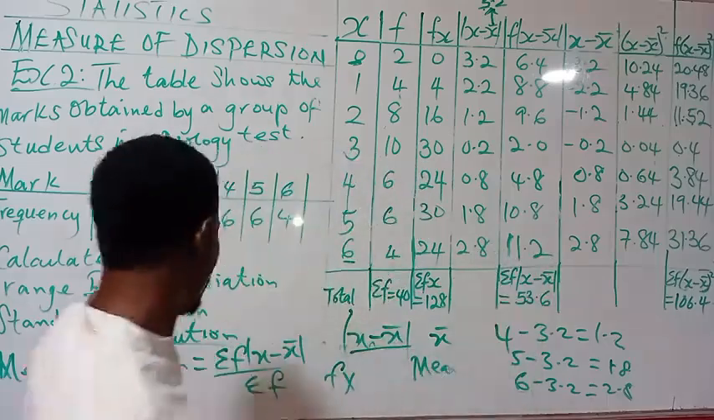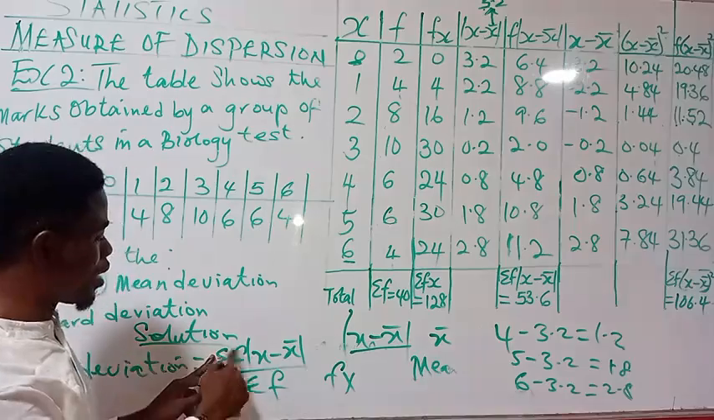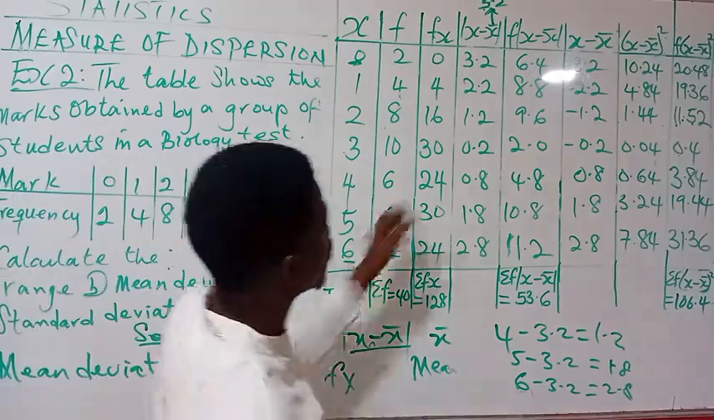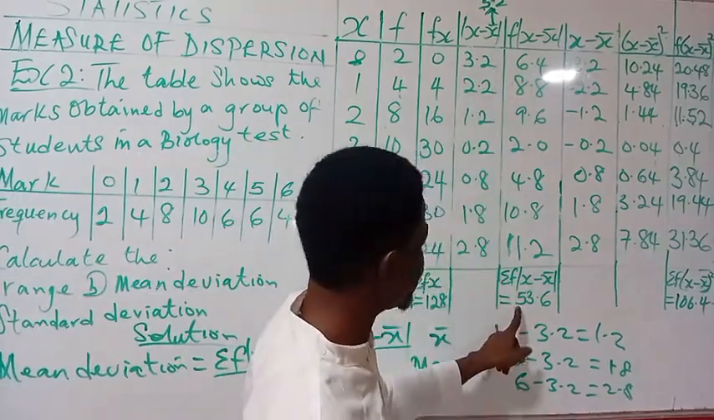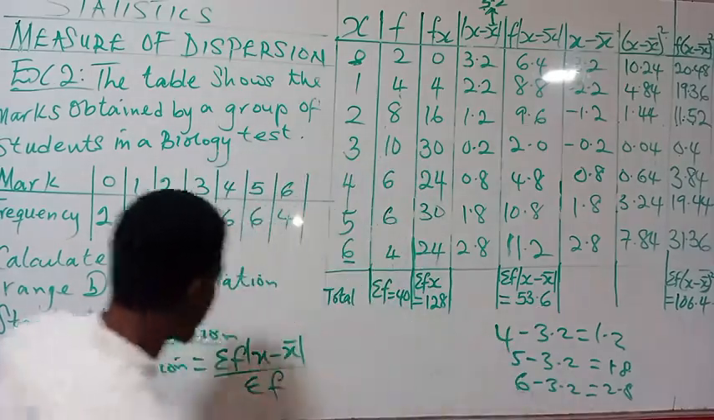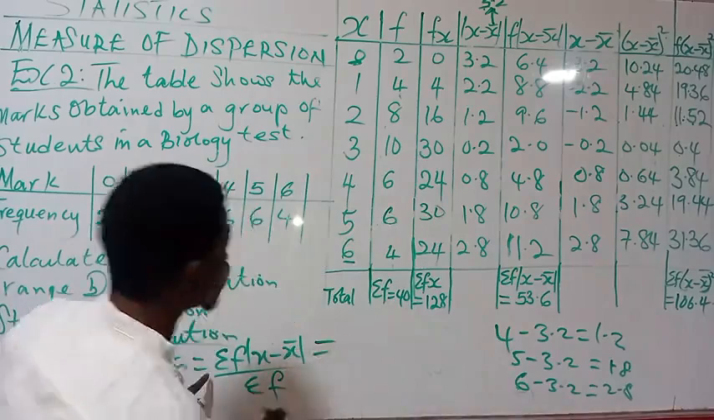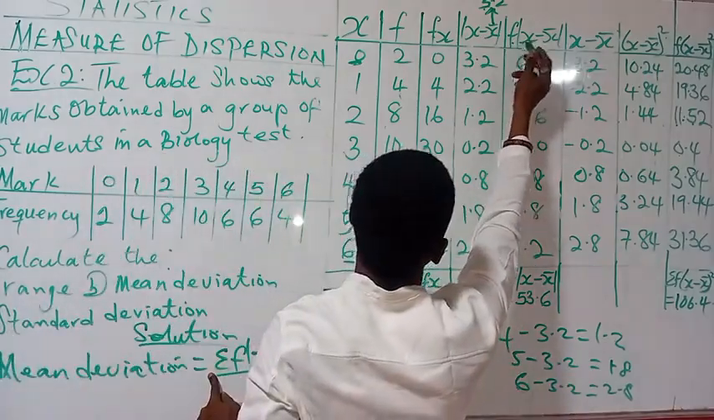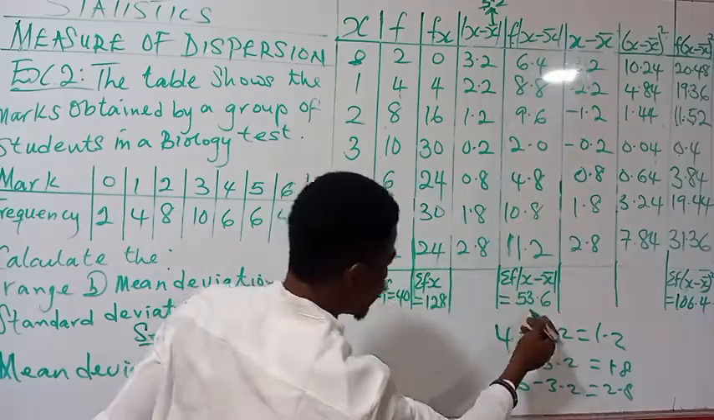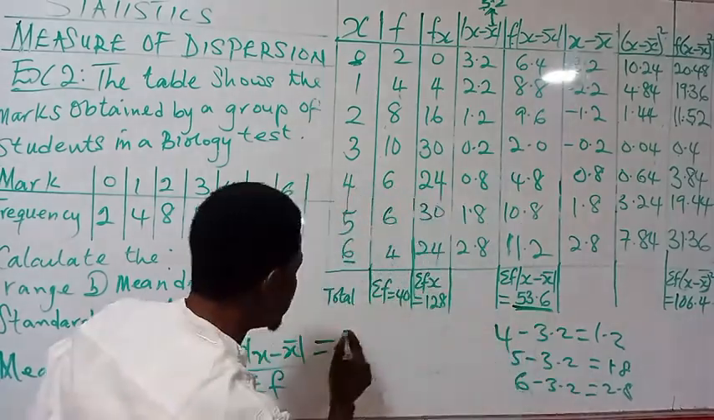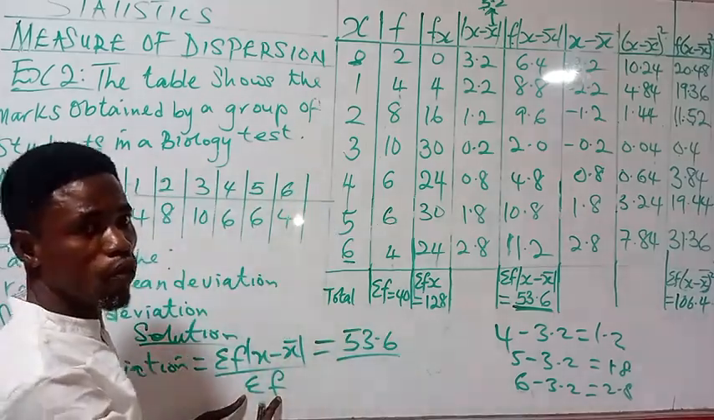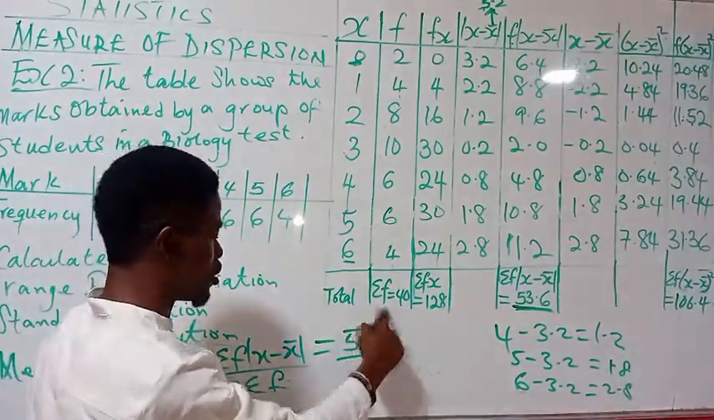Okay, so what you need to find is the solution of f times the absolute value of x minus x bar. When you find the solution, we are going to have 53.6. Now for you to get your mean deviation, you look at this column where we have f times the absolute value of x minus x bar, and add everything together. You are going to have 53.6, then divided by our summation of f. And what is the summation of f? Summation of f is 40.